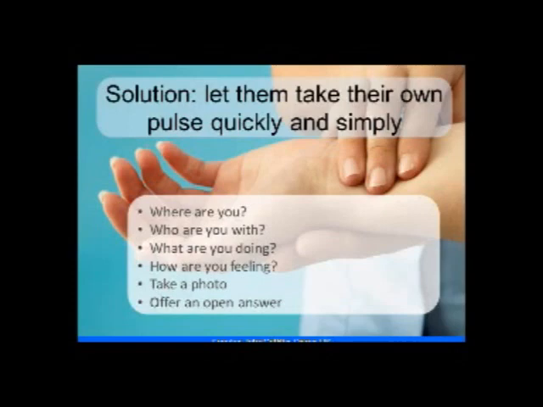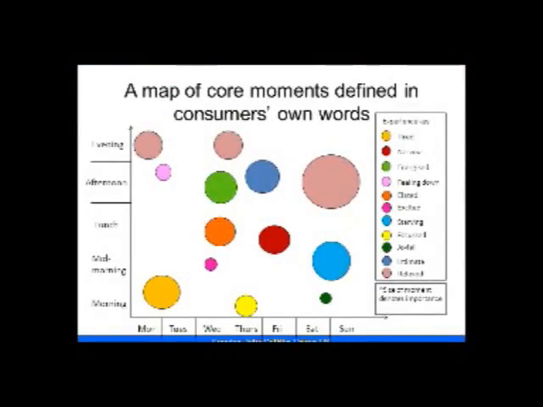Here are the initial questions. Where are you? Who are you with? What are you doing? How are you feeling? We give them the chance to take a photo with the phone, and we do give an open field, so if there's anything else they want to say, they can do it. But the argument with this is that by asking simple questions and to ask someone simply to answer that as a way of capturing the context, lays down something very powerful we can then come back to and access.